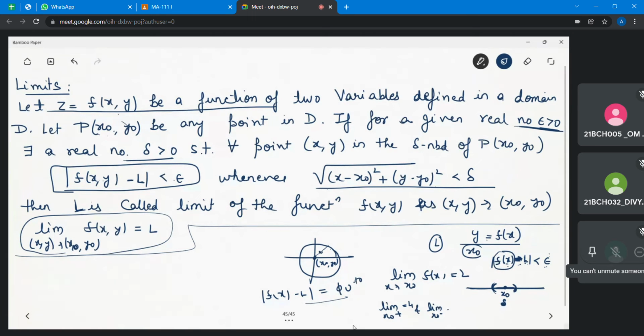Okay, now the difference over here is what? For the function of one variable, you calculate the left hand limit and right hand limit, x tending to x naught plus and x tending to x naught minus. Now in both the cases, because you have only two paths, either you go this side or you go this side. In both cases, if your limit exists and is the same, then you say that the limit of x tending to x naught is L.